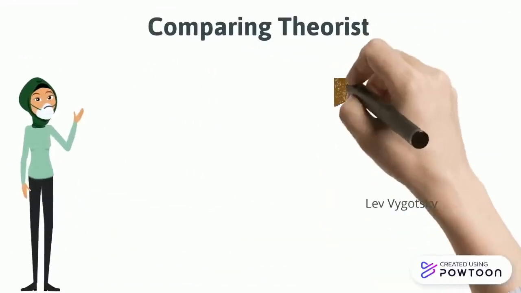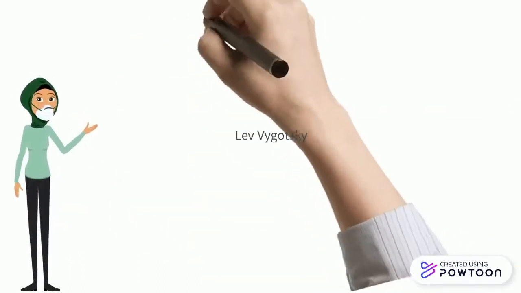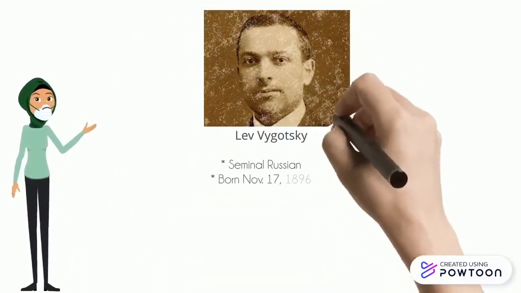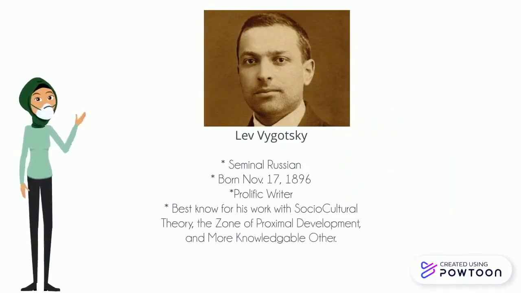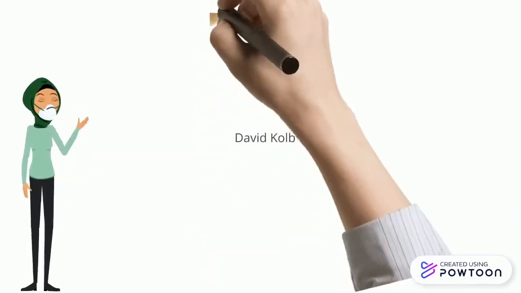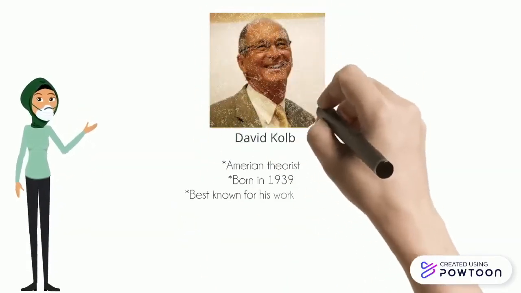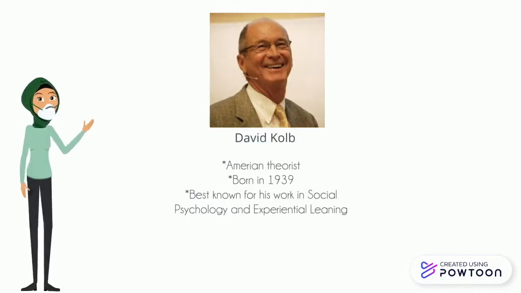In this section, we will be comparing Lev Vygotsky and David Kolb. Lev Vygotsky is a seminal Russian theorist born November 17, 1896 in Orsha. He was a prolific writer, and he is best known for his work with the sociocultural theory, the zone of proximal development, and the more knowledgeable other. While Kolb is an American theorist who was born in 1939. He is well known for his work in social psychology and experiential learning.